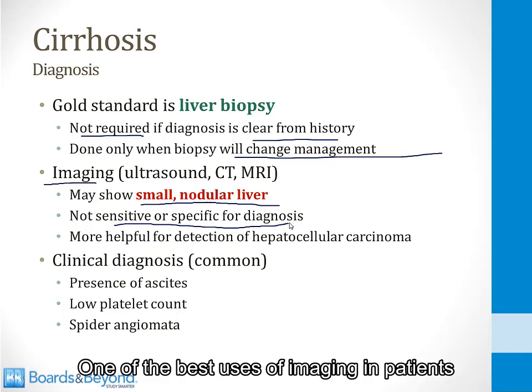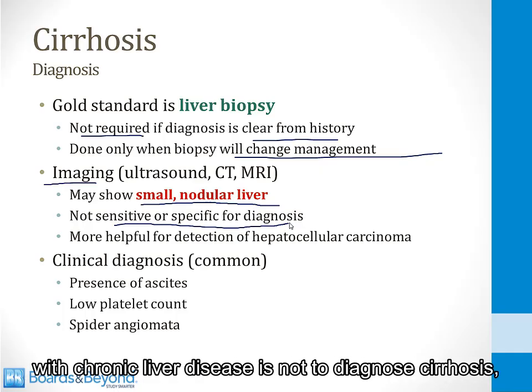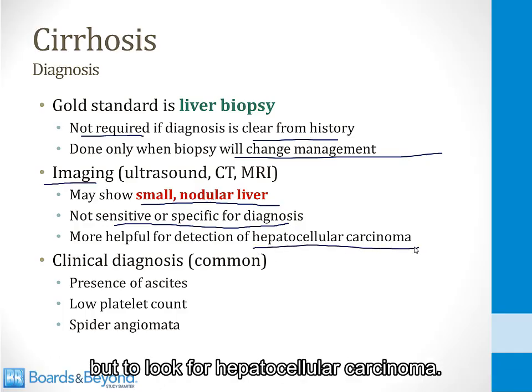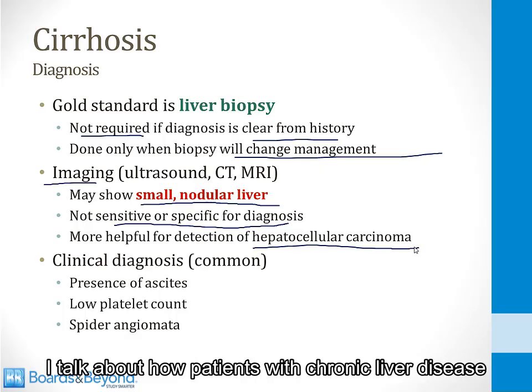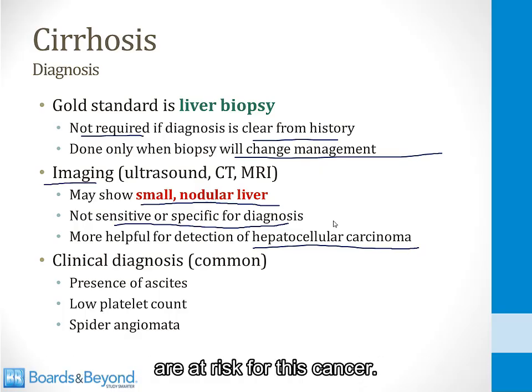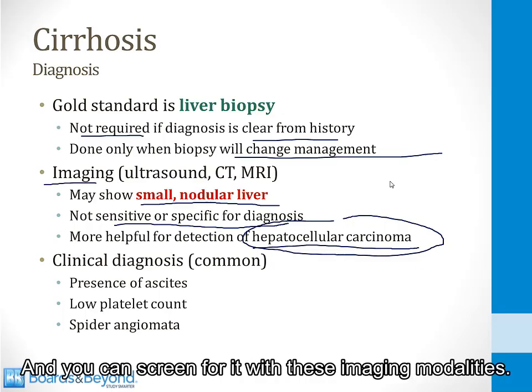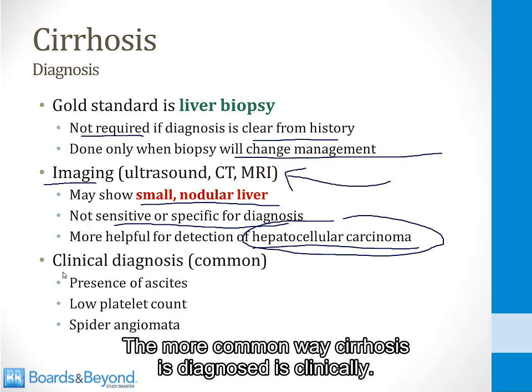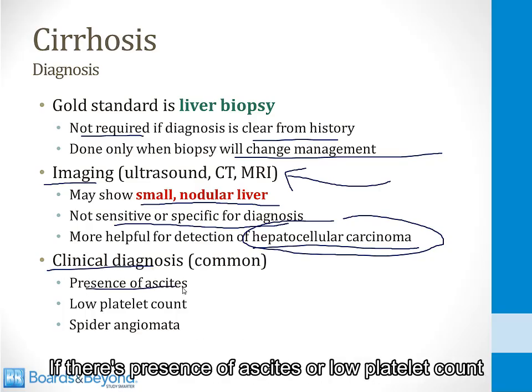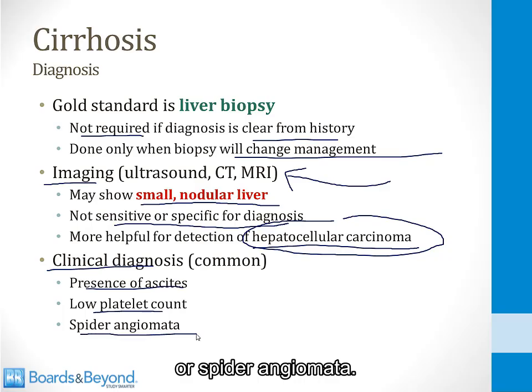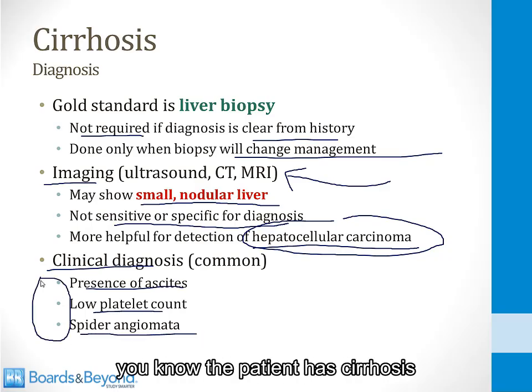One of the best uses of imaging in patients with chronic liver disease is not to diagnose cirrhosis, but to look for hepatocellular carcinoma. In some of the other modules, I talk about how patients with chronic liver disease are at risk for this cancer, and you can screen for it with these imaging modalities. The more common way cirrhosis is diagnosed is clinically if there's presence of ascites or low platelet count or spider angiomata. If you see things like this, you know the patient has cirrhosis and you've made the diagnosis.